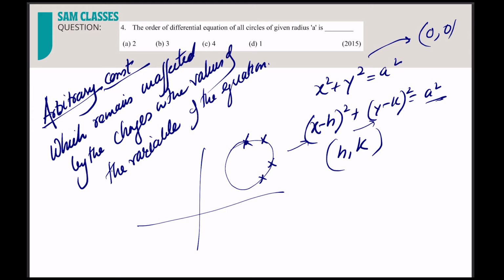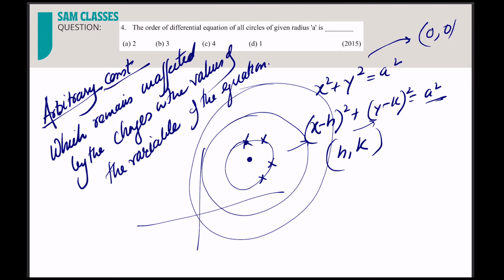Now if you change the radius, what will happen? The center remains the same, the radius will just become bigger and bigger. So h and k, the center, doesn't change. Okay, so what are the arbitrary constants here? h and k. So if you have two arbitrary constants, how many times do you have to differentiate? Two times. That's the answer. So the number of arbitrary constants, that many times you need to differentiate.